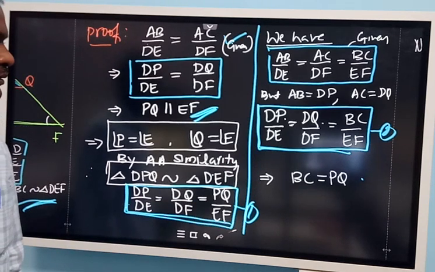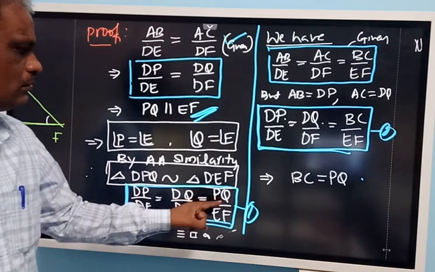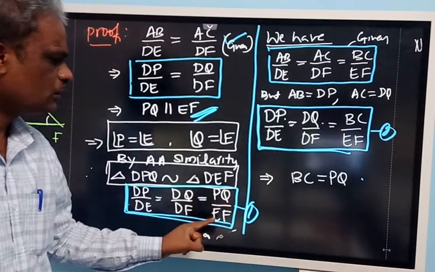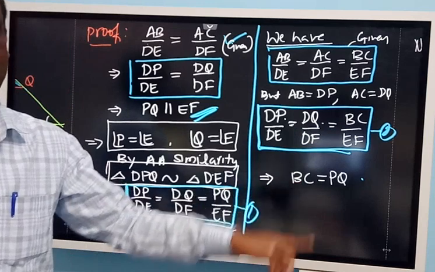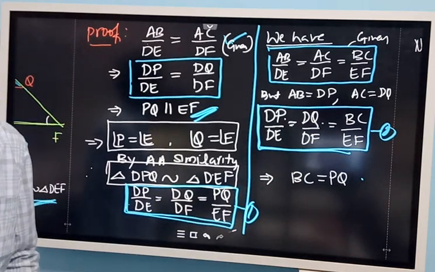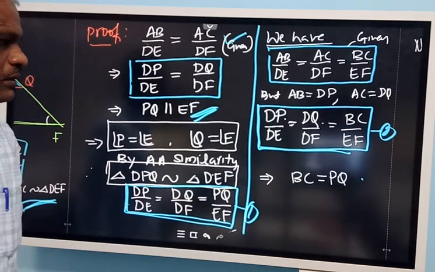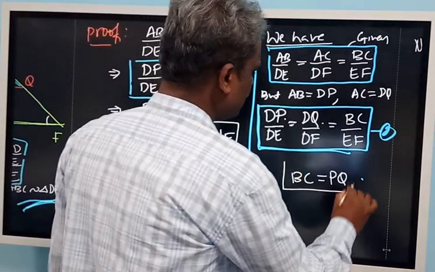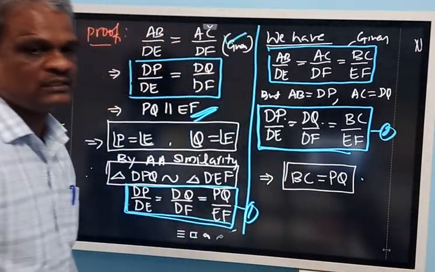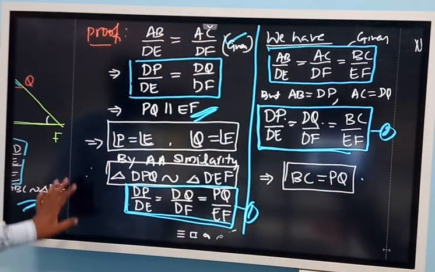BC by EF is equal to PQ by EF. Then EF and EF cancel. What will you get? BC is equal to PQ. So BC will be equal to PQ. You got BC is equal to PQ.